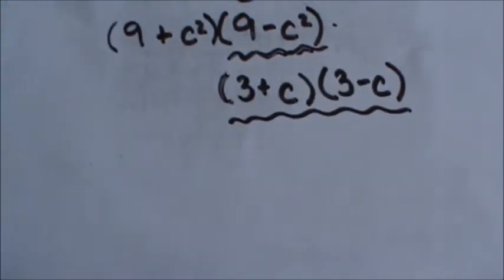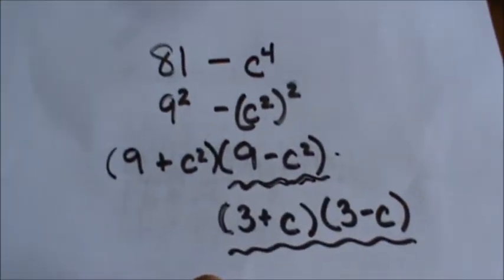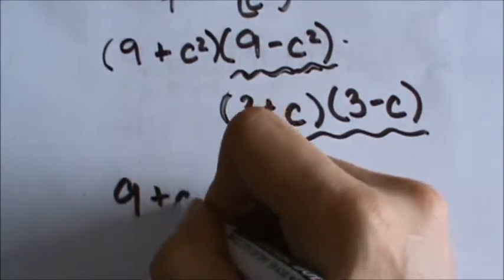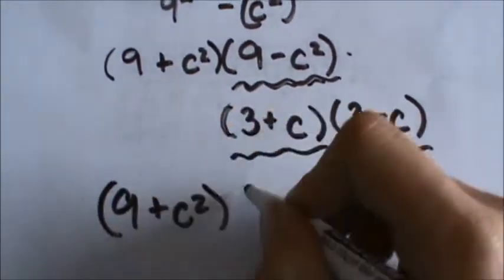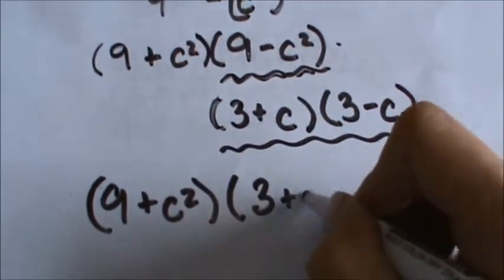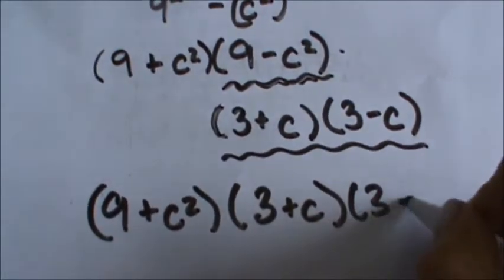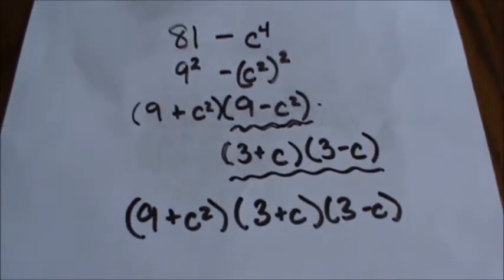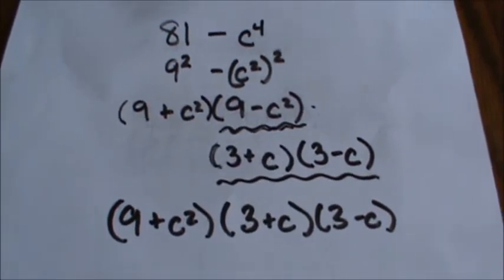So now if I'm looking at writing a final answer down for this problem, I'm going to write, here's the first set of terms when I factored. Then we changed the 9 minus c squared to be 3 plus c, 3 minus c. So this is an example where you have to use difference of perfect squares more than once.